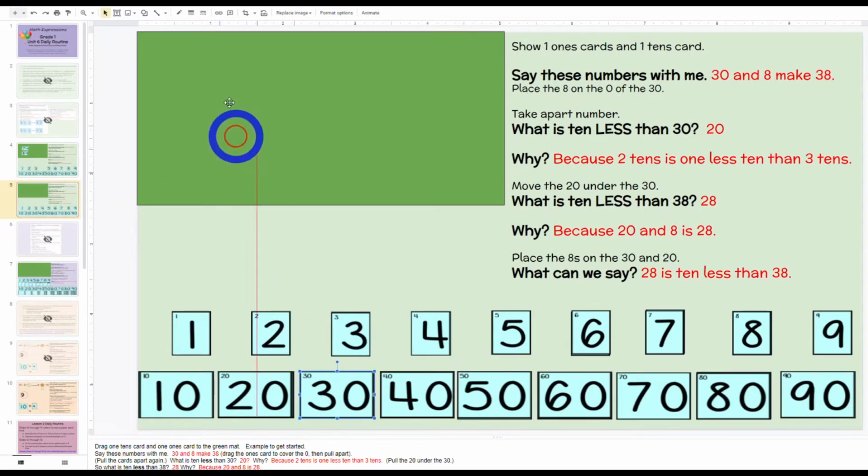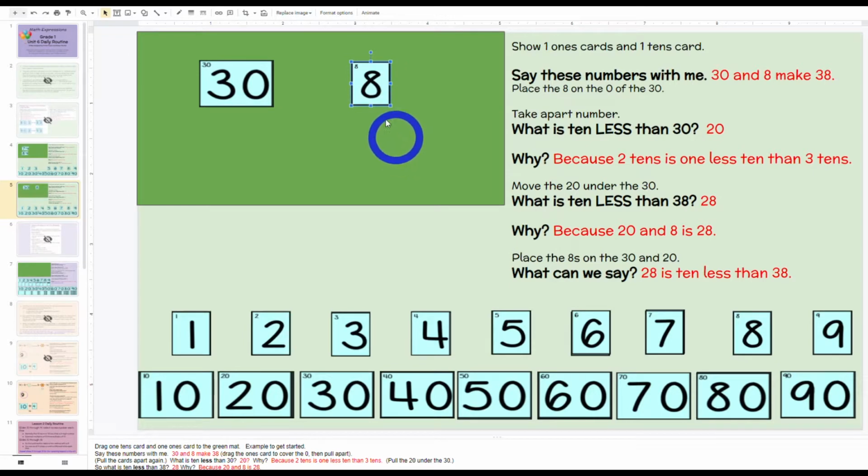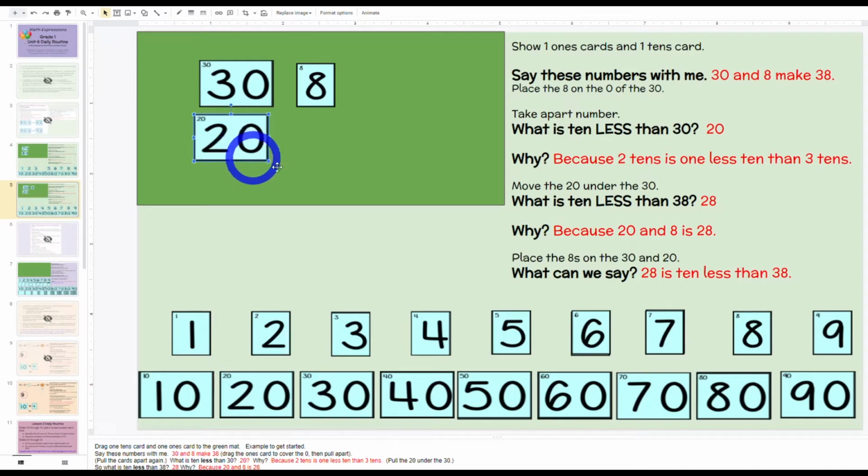Say these numbers with me. 30 and 8 make, class, 38. What is 10 less than 30? Class, 20. Because 2 tens is 1 ten less than 3 tens.